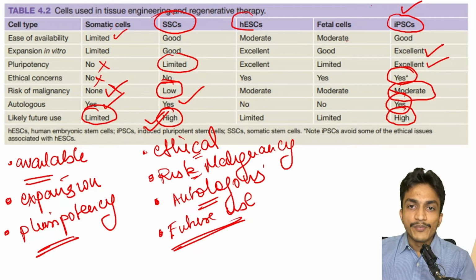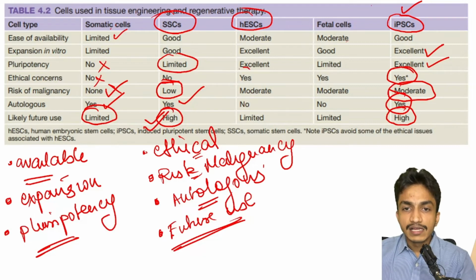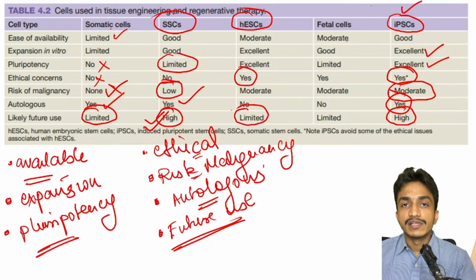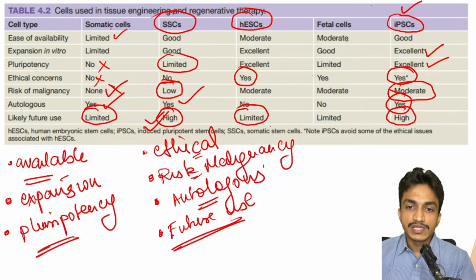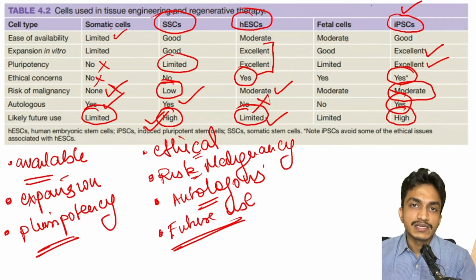Coming to the human embryonic, if it is taken from the embryo, there is an ethical concern involved, and because embryos can get wasted, there is very limited future use of this type of cell, and it is not autologous. Risk of malignancy is obviously there, but the only plus point is that it has very good expansion capacity and pluripotency.